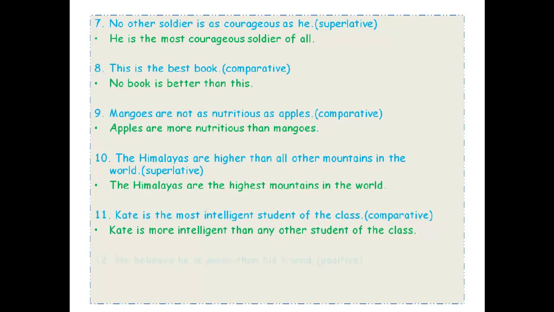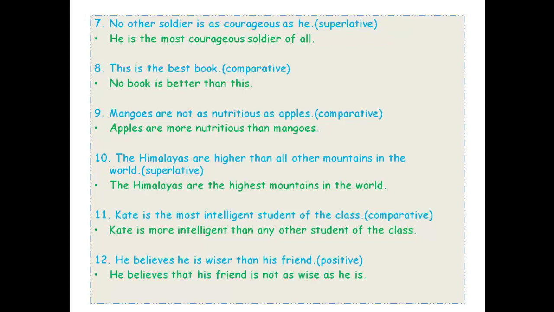Let's come to number 12. He believes he is wiser than his friend. This is in the comparative degree. Wiser is in the comparative degree and we have to change it to positive. So we can say he believes that his friend is not as wise as he is. If we say not as wise as he is, that means friend is less wise. So this one is wiser. He believes that he is wiser. So my meaning again stays the same.